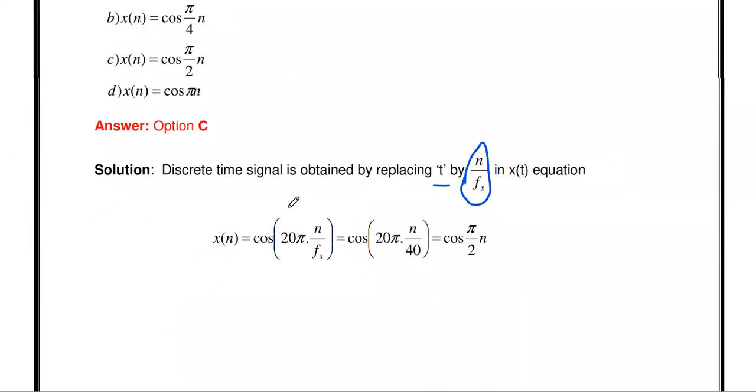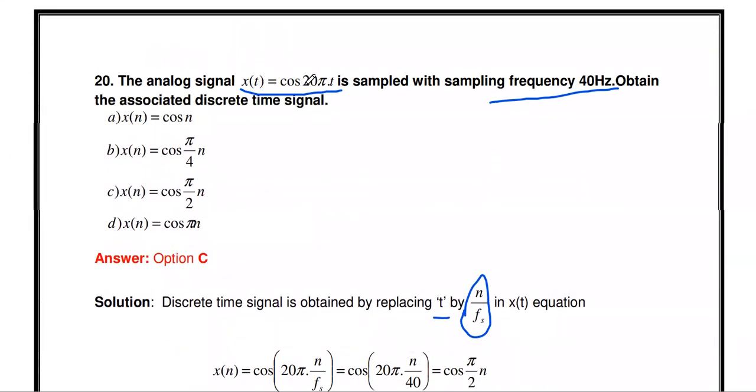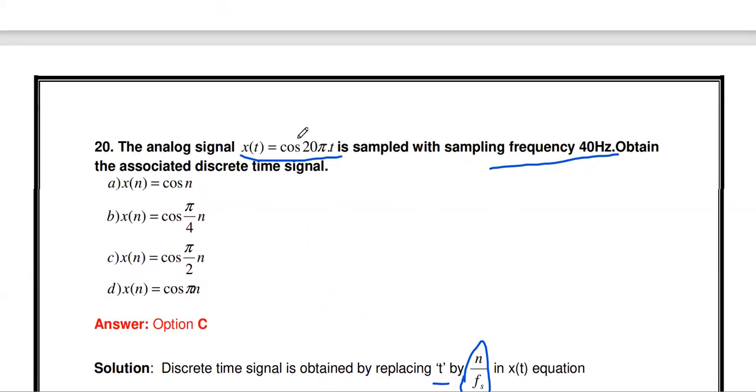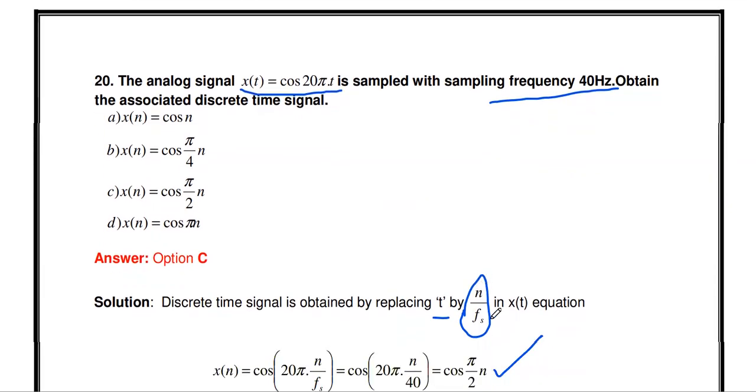So what is the given signal? x of t equal to cos 20 pi t. Instead of t, we substitute n divided by 40. So cos 20 pi n divided by 40, which is cos pi by 2 n. This is the discrete time signal we get after the sampling process. The continuous time signal is also called an analog signal. To convert continuous signals into discrete signals, you replace t by n by fs, where fs is the sampling frequency. So cos pi by 2 n, this is the answer.